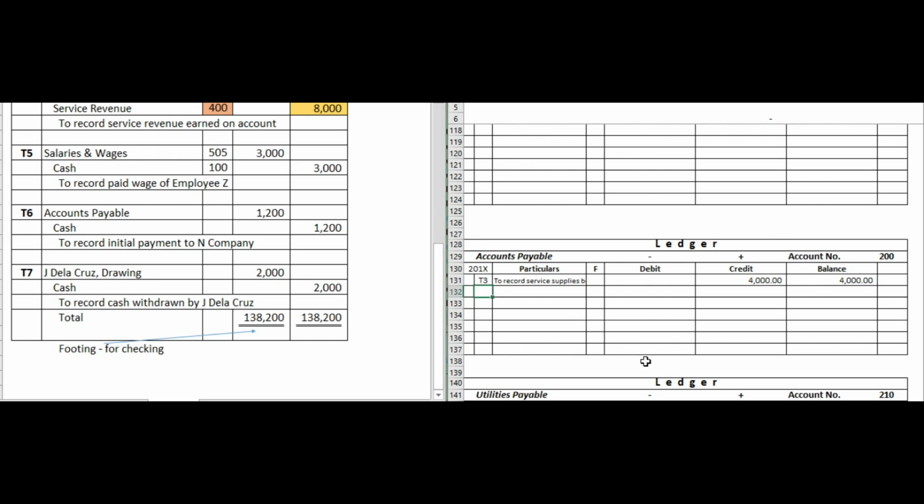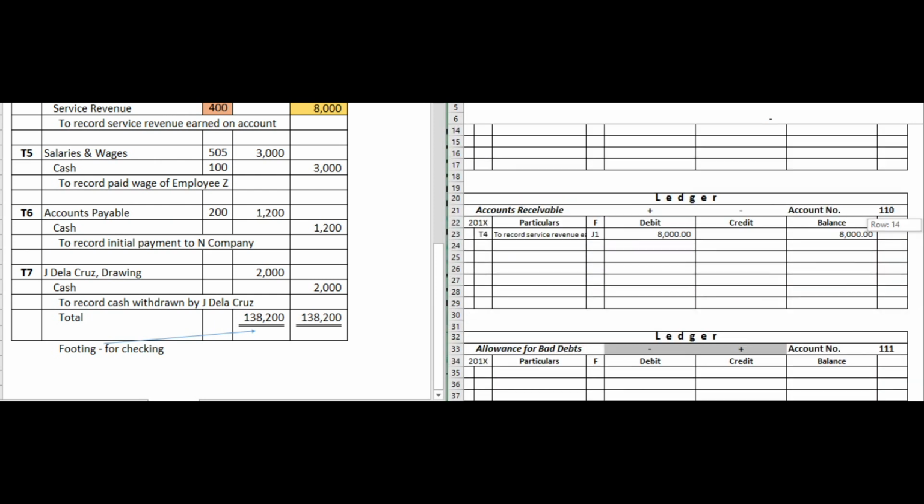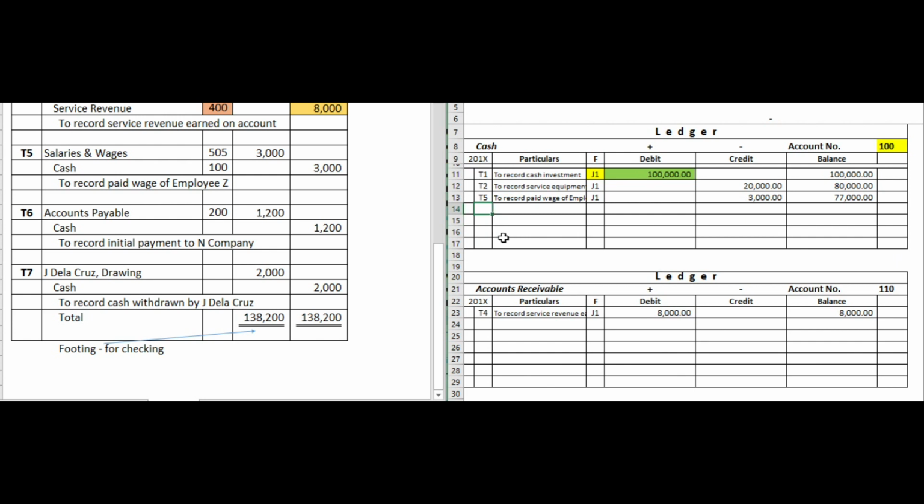Accounts payable, transaction 6, nagbayad siya. Mangyari sa accounts payable, decrease. Okay? 4,000 minus 2,800. 2,800 na lang yung utang natin. Reference 200. Next. Cash. Cash ulit. Taas tayo. Transaction 6. Kagandahan sa videos nga pala, pwede nyo yung slow motion.